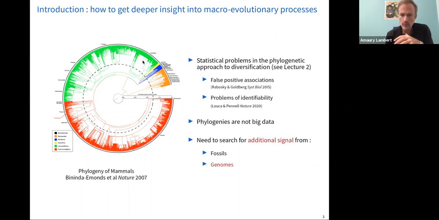The second class of problems that you can go through is that phylogenies are just not big data. It's just one tree. And so you may think that if you want to get information on the past of the diversification process, you need more signal. So people try to get more signal either from fossils or from genomes, and that's this second topic that I will deal with now.